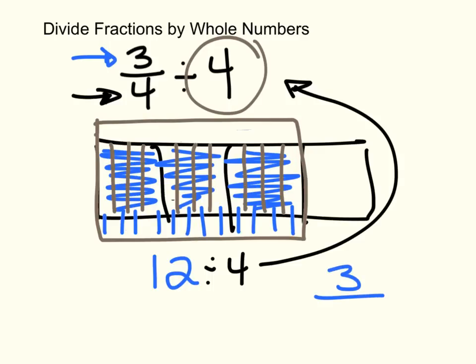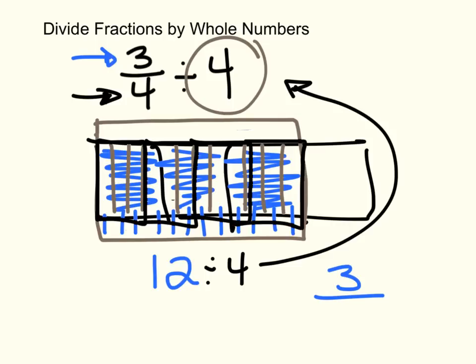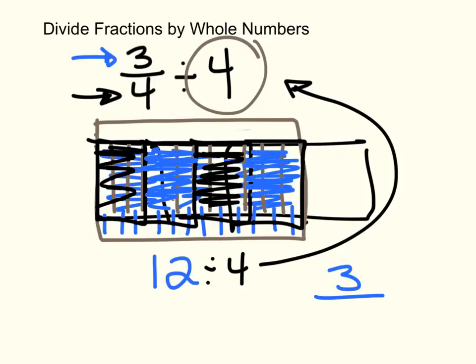So now when I look at it, 1, 2, 3. 1, 2, 3. And I can see that I have 1, 2, 3, 4 equal groups. Each of those groups consists of 3 of these pieces.